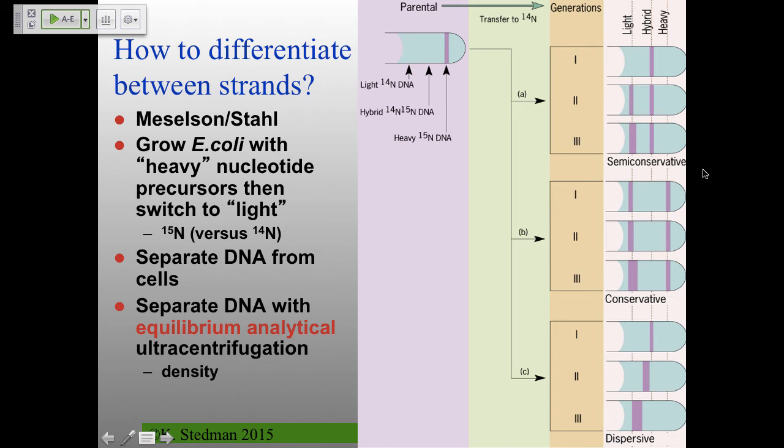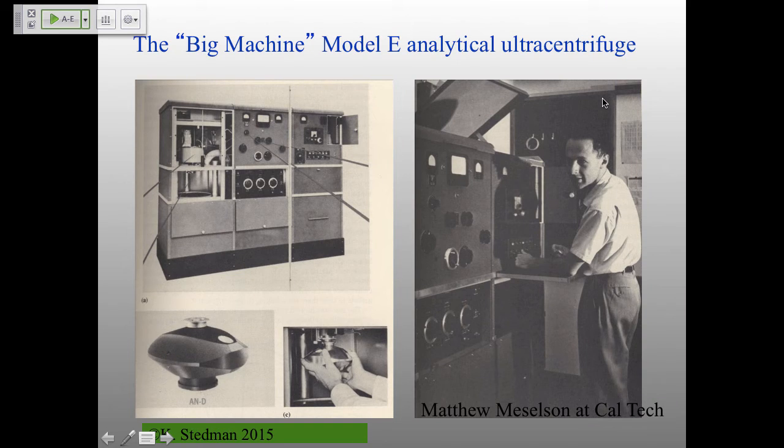This is Matt Meselson in front of what they called the big machine, the Model E analytical ultracentrifuge. I think there were 4 of them in the world at the time. This particular one was at Caltech. This whole big machine basically took up about a whole wall and spun this rotor in it, which had a window in one side that UV light was shone through onto a photographic plate down here at the bottom.